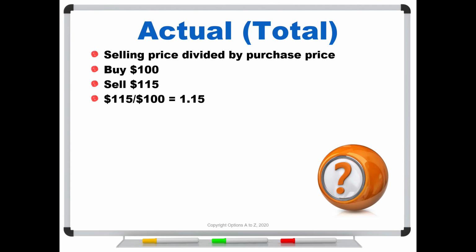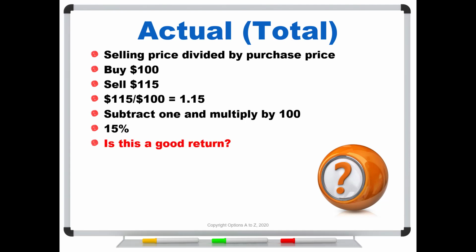That's just telling you that your selling price was 1.15 times higher than your purchase price, or 15% higher. So if you want to go through the actual steps to get to that, you would subtract 1 and multiply by 100. So 1.15 minus 1 gives you 0.15, multiply by 100, and there is your 15%. So that gives you a number, but the big question, is this a good return? So how many think that this is a good return? You should see it's a little bit of a trick question.